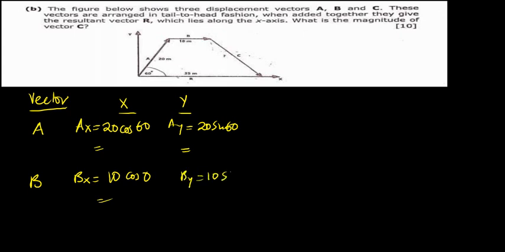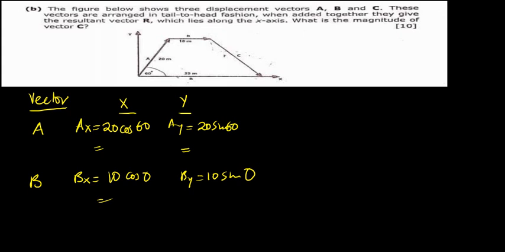Let me just punch that. Cos 0 is 1, and sin 0 is 0. So this is telling us that B doesn't have the y component. It only has the x component. Okay.